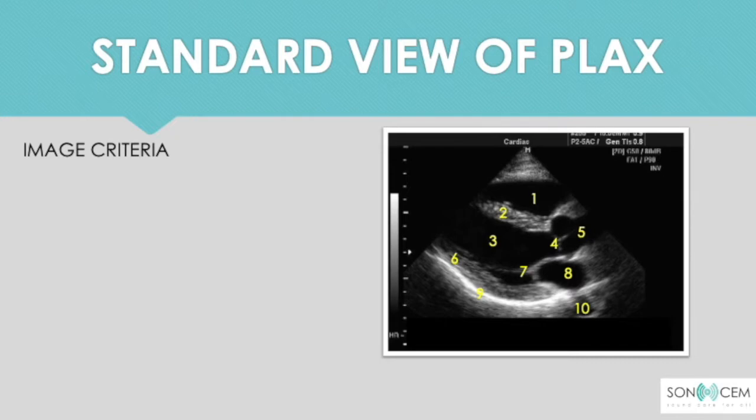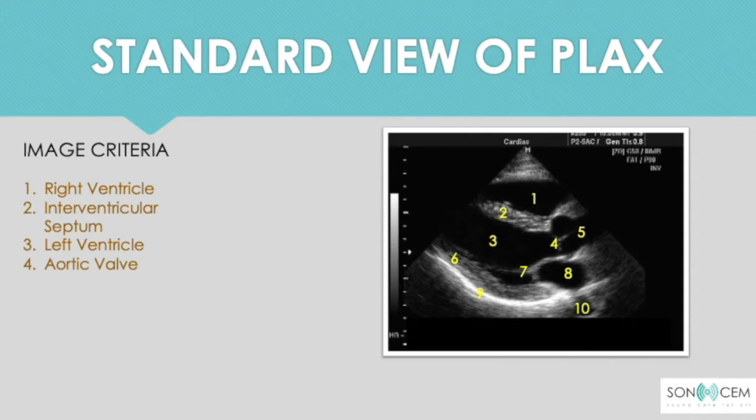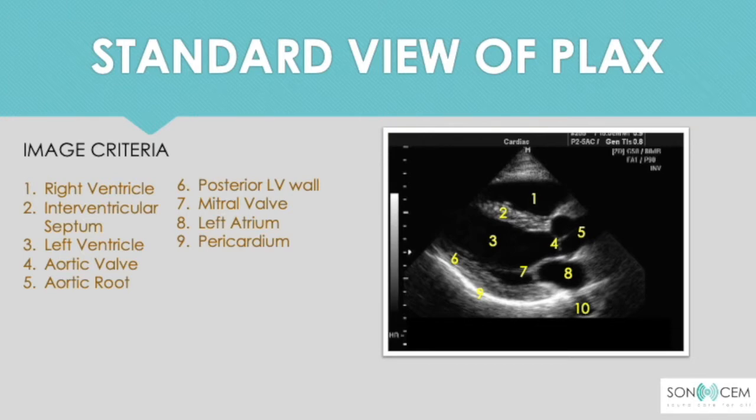This is a standard view of parasternal long axis. You have to include all these structures in the picture in order to get a standard view. So, the image criteria will be, first, the right ventricle. Second, interventricular septum. Third, the left ventricle. Fourth, aortic valve. Fifth, aortic root. Sixth, posterior LV wall. Seventh, the mitral valve. Eighth, left atrium. Ninth, pericardium, the hyperechoic line here. And tenth, descending thoracic aorta.